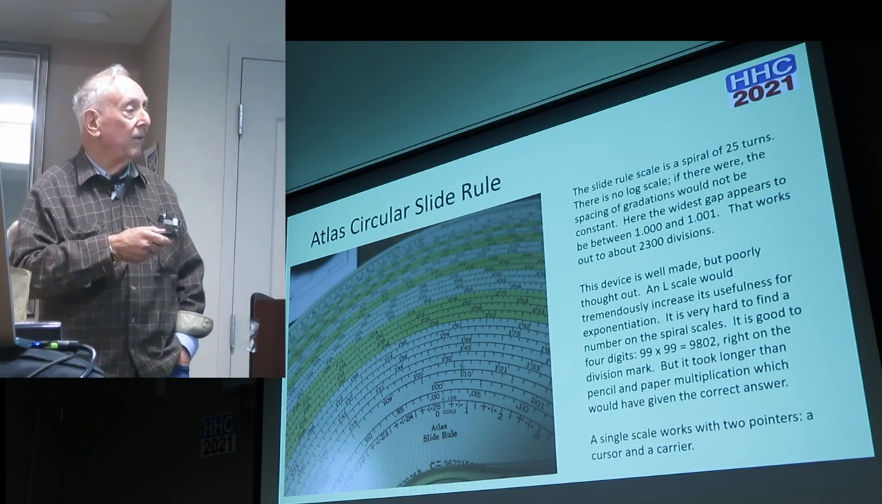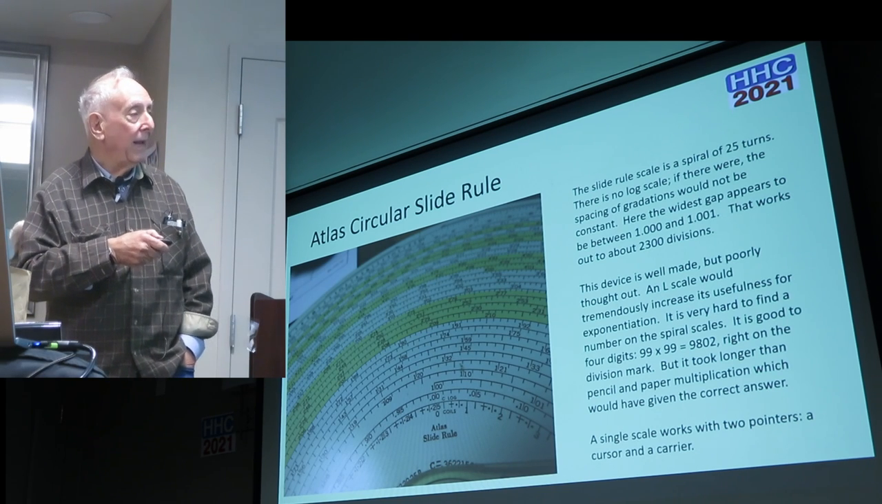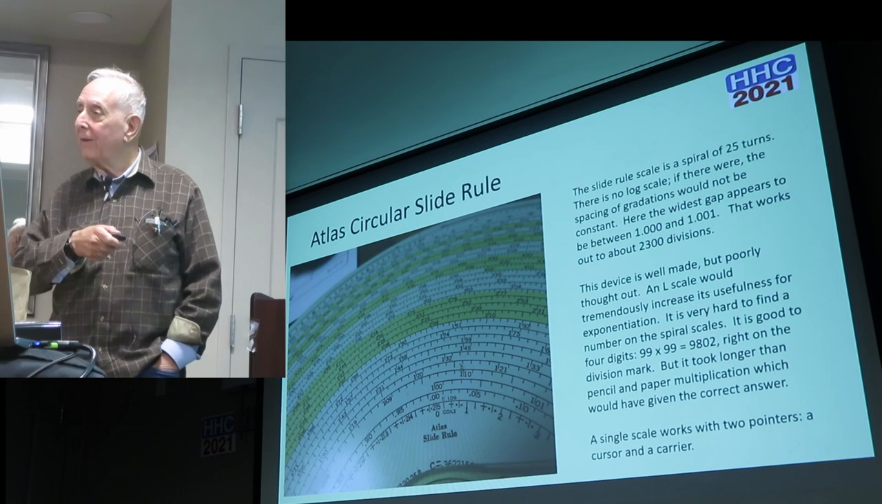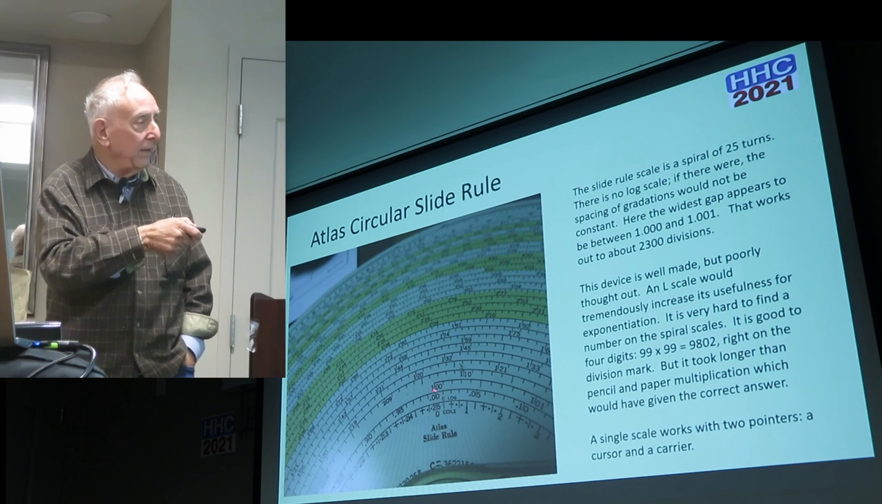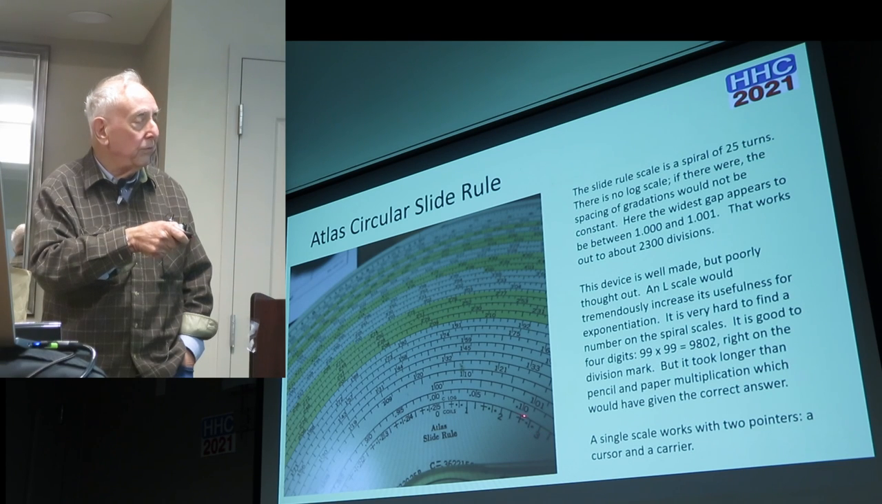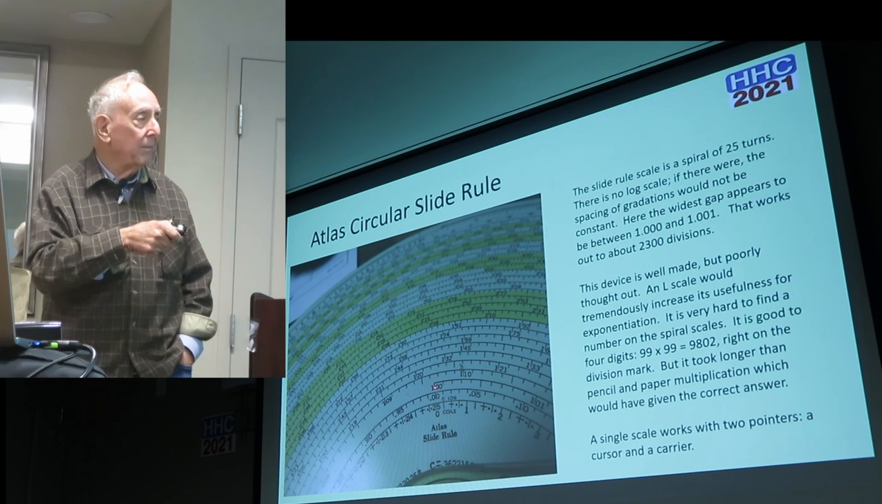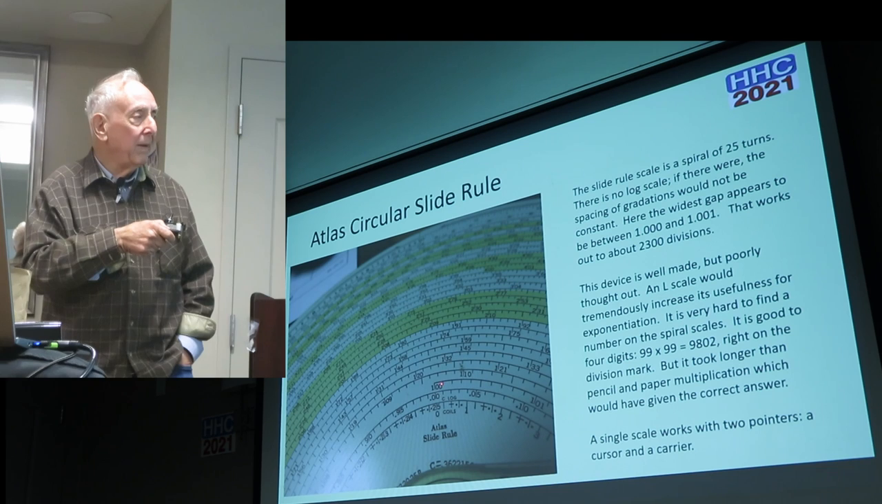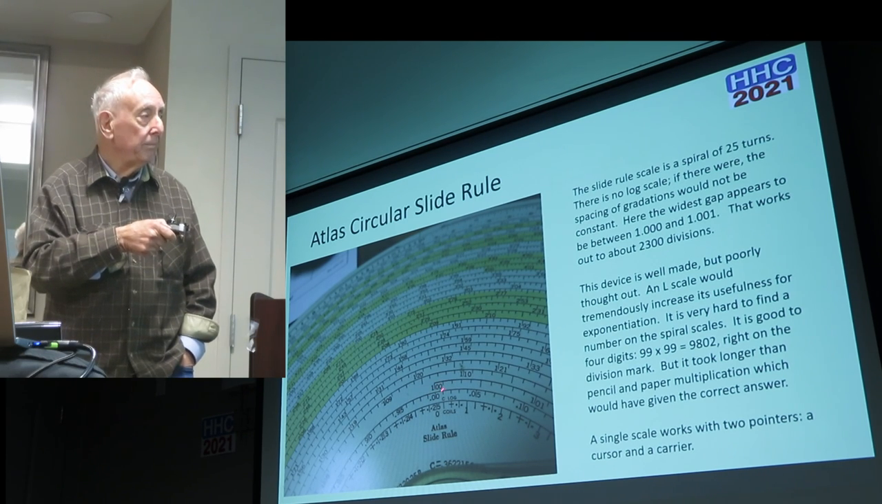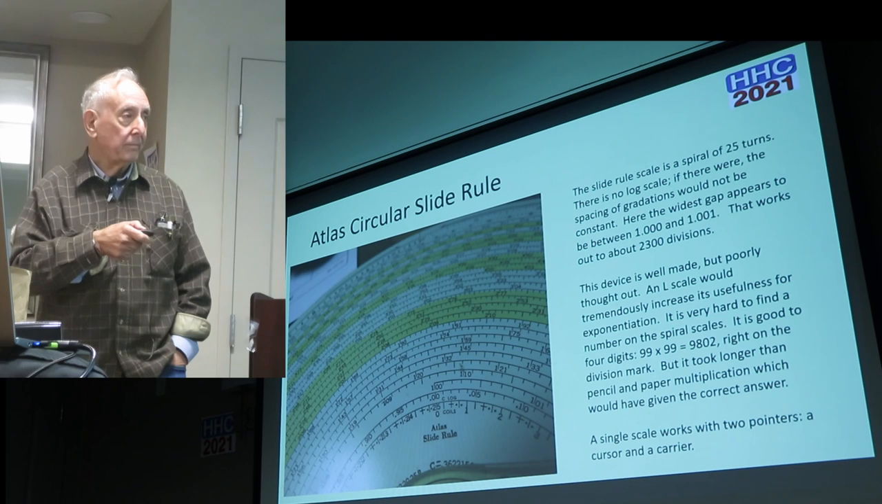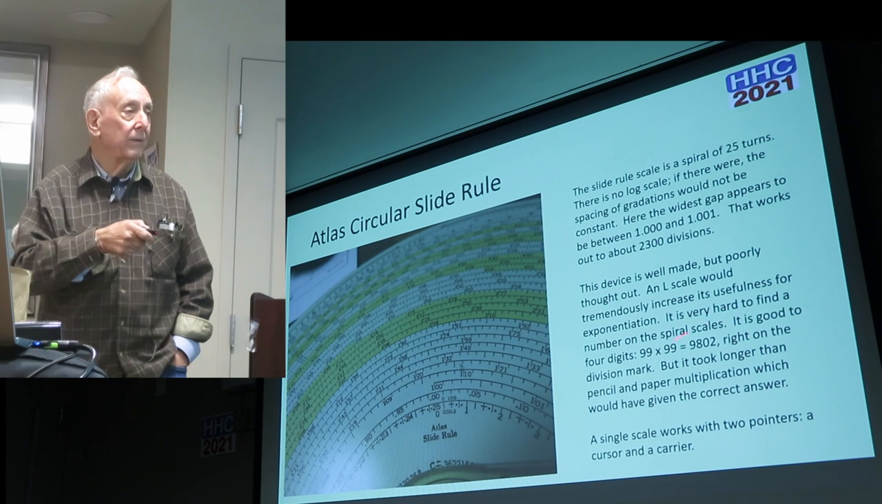So here's an Atlas circular slide rule. Now, the problem with this is that the inside of the scale is all squished down compared to the outside, which is all stretched out. So you really can't compare. You probably have to measure the angular difference in gradations, but that seems to be at the inside of the scale. And that works out to 9,802 divisions.